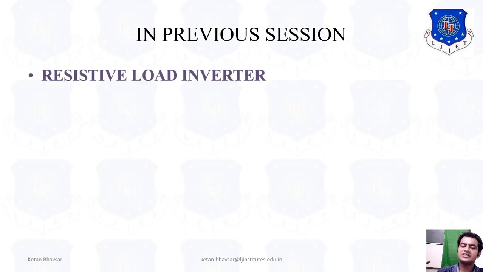In the previous session we discussed the resistive load inverter, and we calculated the drain current ID for the linear and saturation regions in terms of V in and V out. Here V in is equal to VGS and V out is equal to VDS. So we derived the drain current ID for the linear and saturation regions.